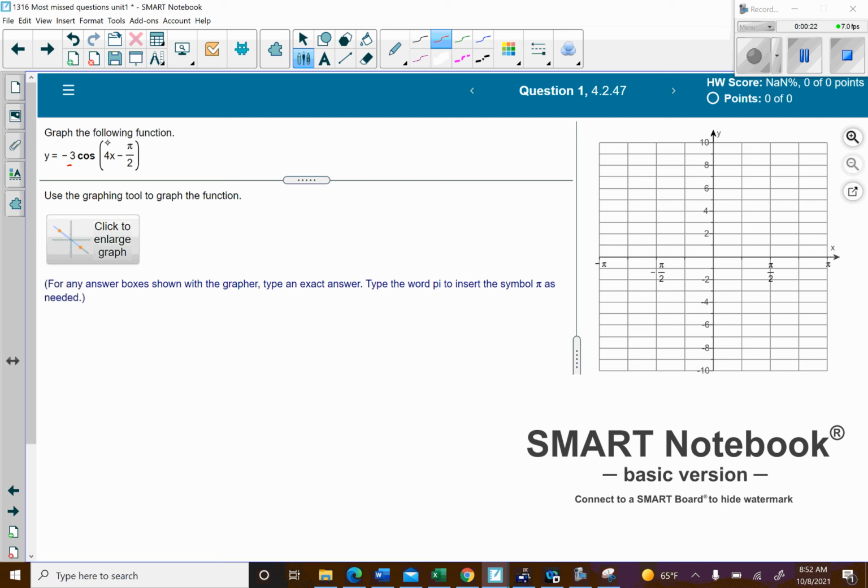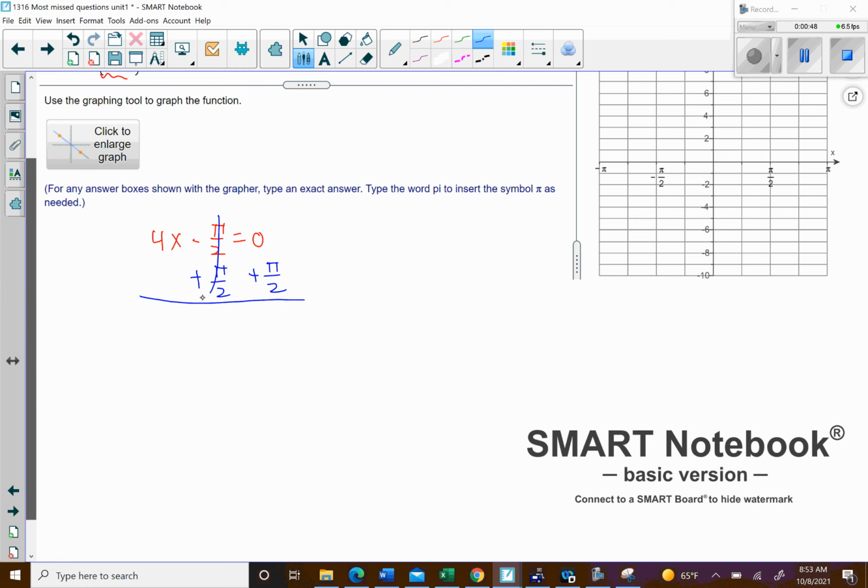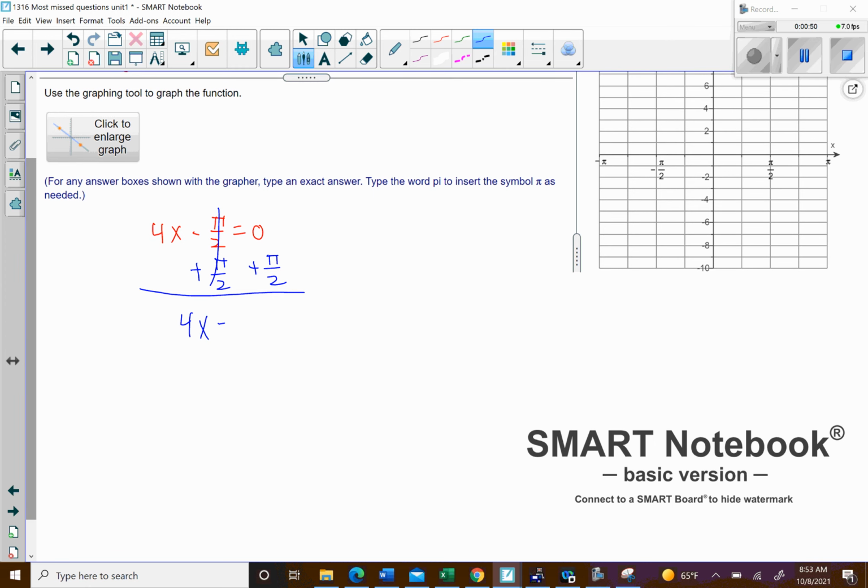But if there's a number with the x, the easiest thing to do to figure out the phase shift is set that equal to 0 and solve it, and that'll tell you the phase shift. So you have to take 4x minus pi over 2, and we'll set that equal to 0. We'll start by adding pi over 2 to both sides. And so that'll give us 4x equals pi over 2.